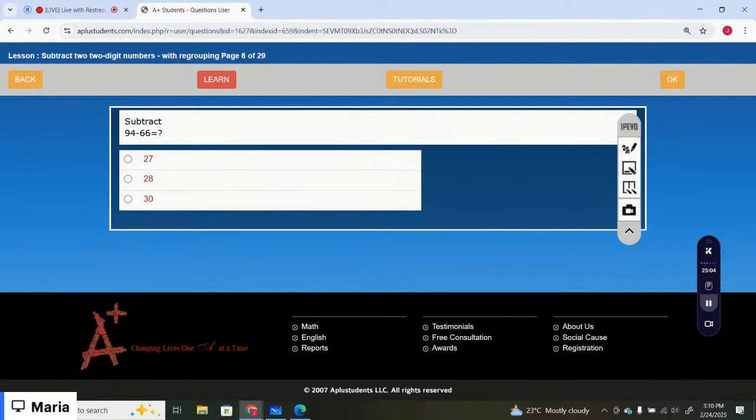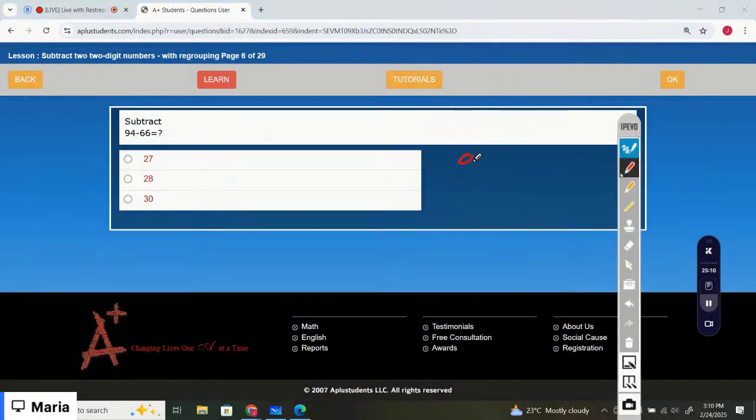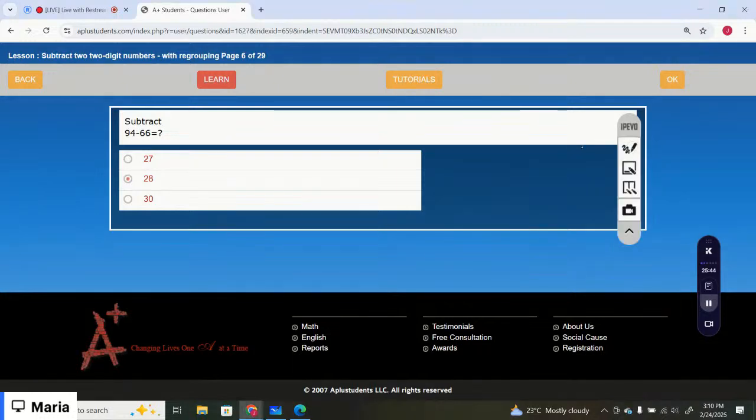94 take away 66. You need to borrow one, and that is 14. 14 take away 6 is 8. And 8 take away 6 is 2. That is 28. Option number 2 is the correct option.